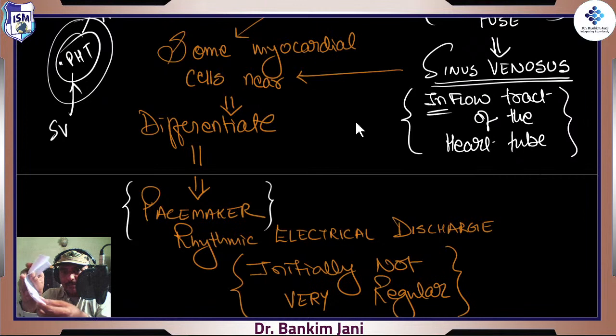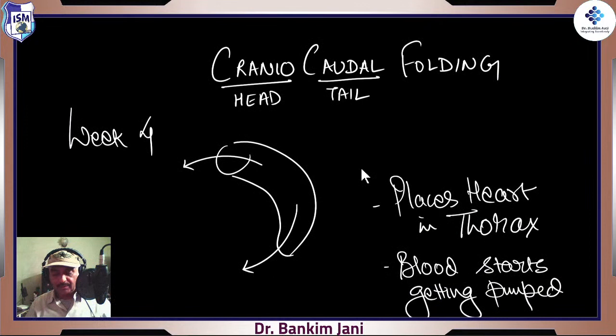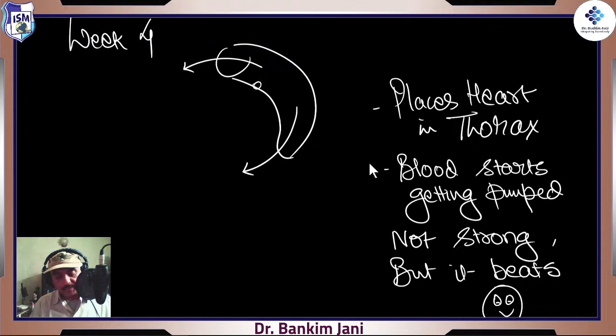So previously, whatever was developing here, when the tube bends, this heart which was developing over here is pushed inside because this whole tube is bending and acquiring this shape. So automatically that heart goes inside. That is what is called the craniocaudal folding. In this tube there was a head end and a tail end, and then craniocaudal folding. So the structure went inside. This is week 4. Just in 4 weeks, we have reached this point. So this places the heart in the thorax, because the heart was over here and now it is pushed down because everything is folding.